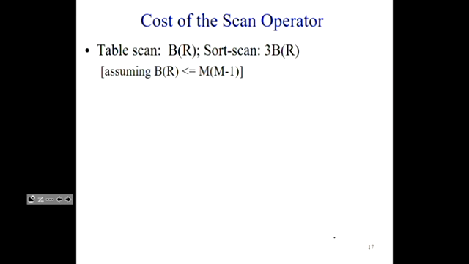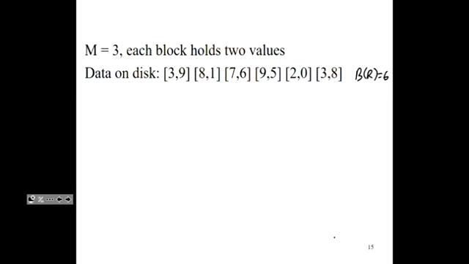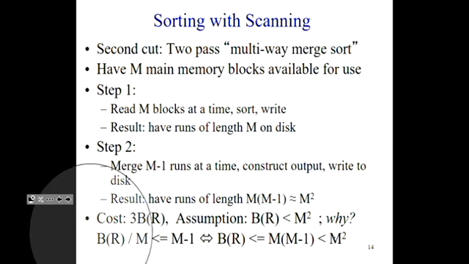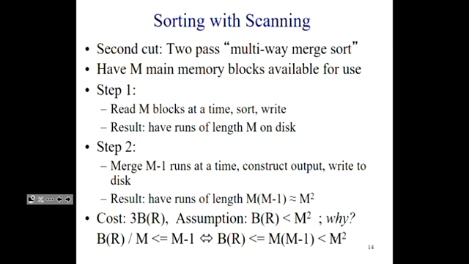So what is the cost of doing this? Let me go back to that for a second. The cost of doing this operation is 3 times B of r. Can anyone explain why it's 3 times B of r? Any guesses?